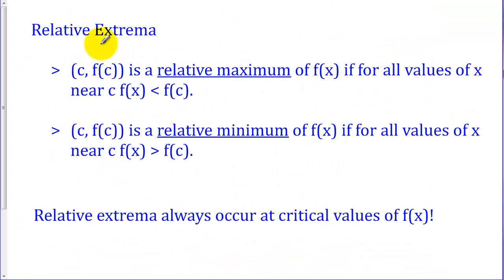So again, I showed you graphically what the relative extrema are. There are two kinds: relative maximums and relative minimums. This is essentially the mathematics here that says in the neighborhood of point C, the values of x around point C are smaller, and over here they're bigger. And again, the key thing is that these relative extrema occur at the critical values.